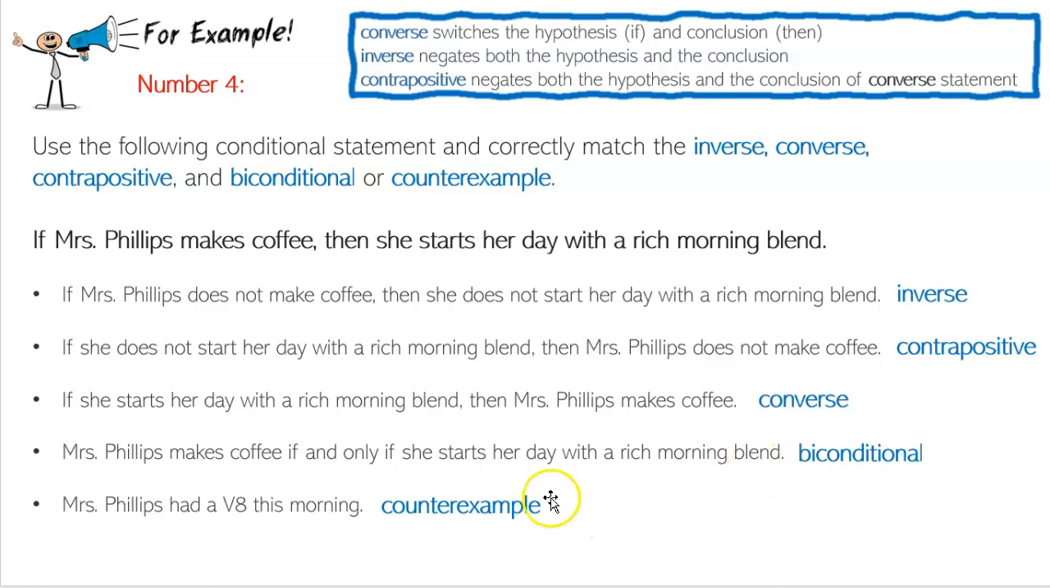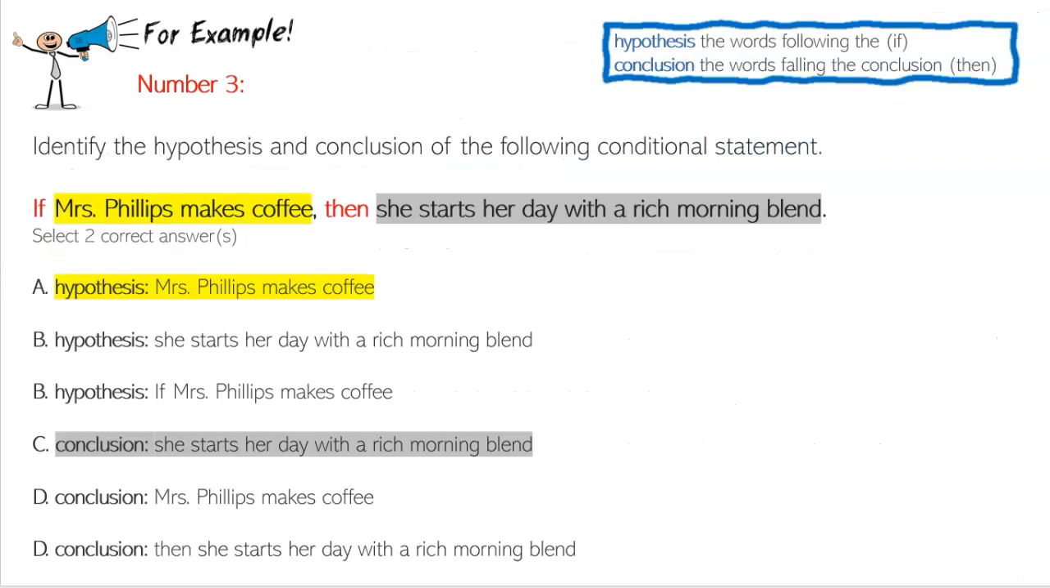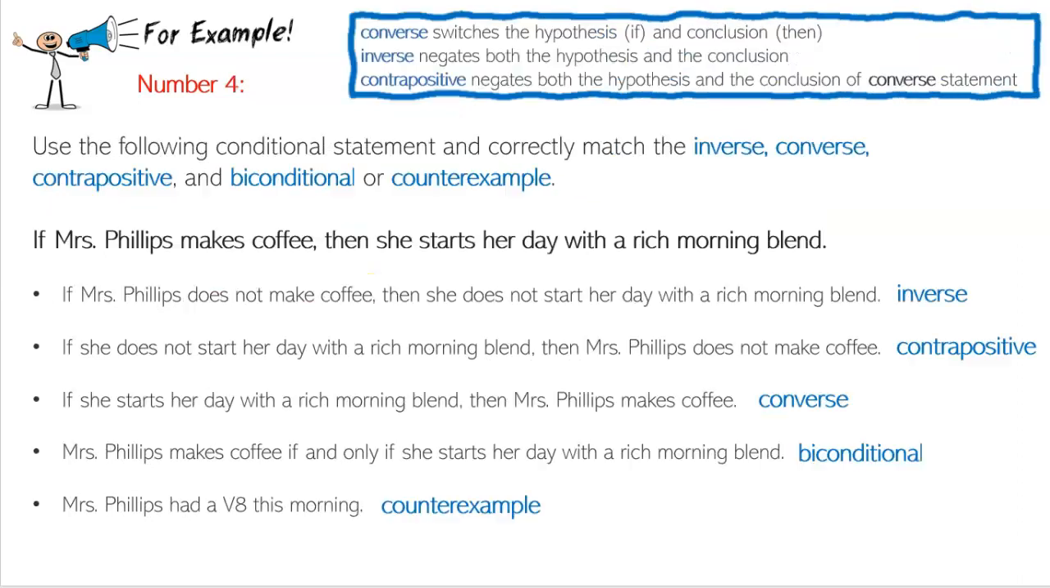Also, a counterexample is anything that makes it not true. So in this case, Mrs. Phillips had V8 this morning, so that makes it not true. But again, take your time, pause this, read through these. You might even write them down. Write down your hypothesis and conclusion, and then you can use these definitions and move them around.